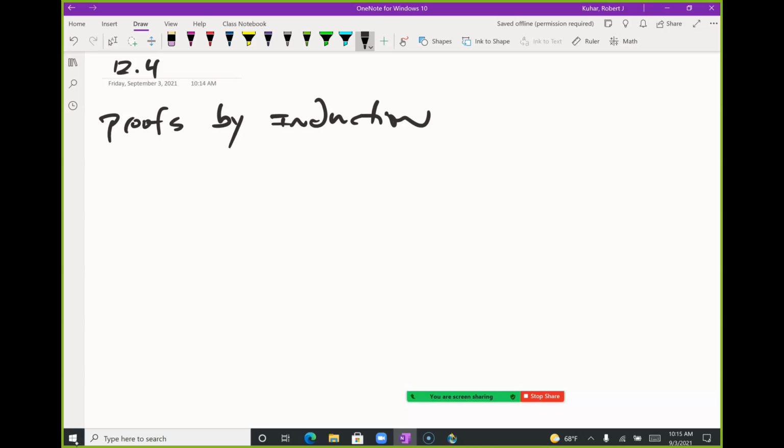So proofs by induction. I will not require the homework here. If you're a computer science major, I would ask you to try it. If you're not a computer science major, you don't have to try it. But if I give an extra credit on this first test, it'll be a proof by induction. Okay? And of course, you can just skip it and still get 100 on the test.